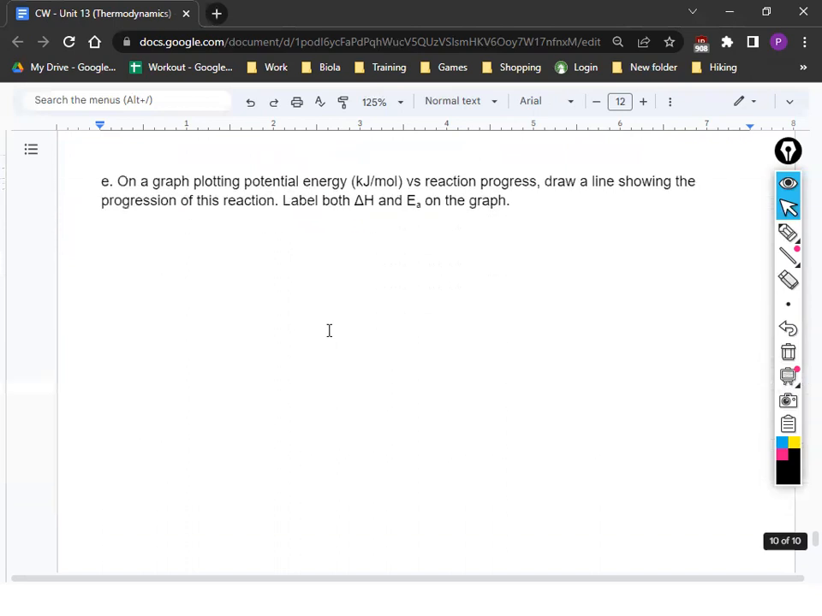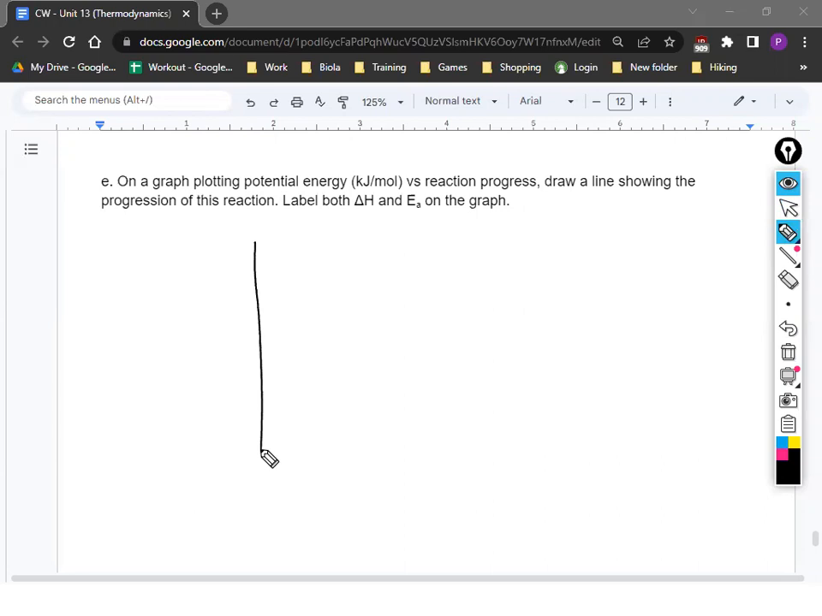All right, last one. On the graph, we're going to draw the line showing the progression of this reaction. So basically, how does the energy change throughout? So we're going to draw a graph, and we're going to be plotting the energy versus the progress. So usually the progress is like time, and so we like to put time on the x-axis, okay? And then here, we're going to put the potential energy, so the kilojoules per mole.